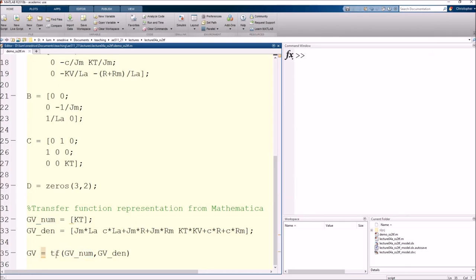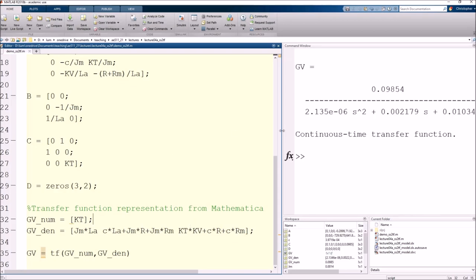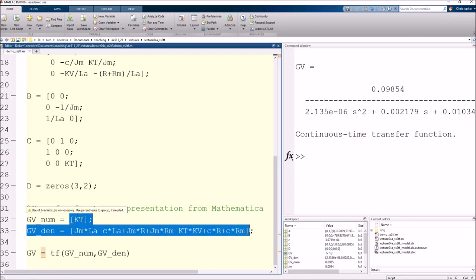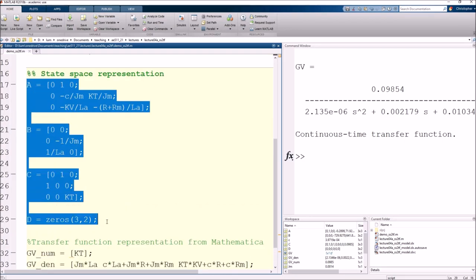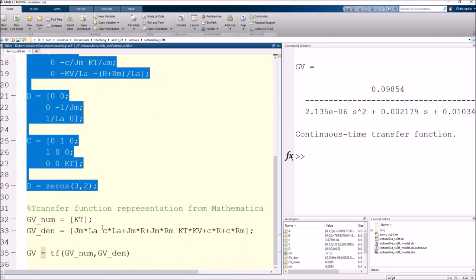Okay, so again, I'm just going to use the TF function to make a transfer function using this array of numerator and denominator, right? Okay, so let's F5 this, we'll run this, and here we go. Here's the transfer function representation in MATLAB, right? Now, notice this took a little bit of work. We had to go to Mathematica to compute what the transfer function was. MATLAB actually has a much easier, quicker way that we can basically directly take this state-space representation and turn it into a transfer function.